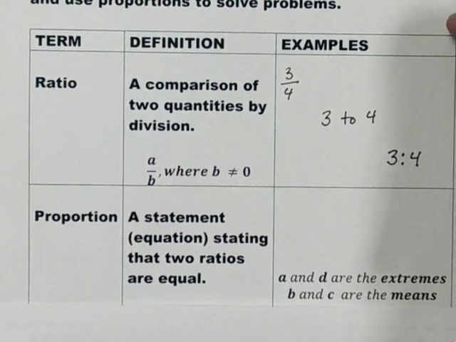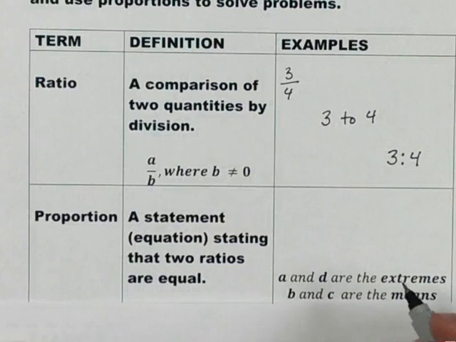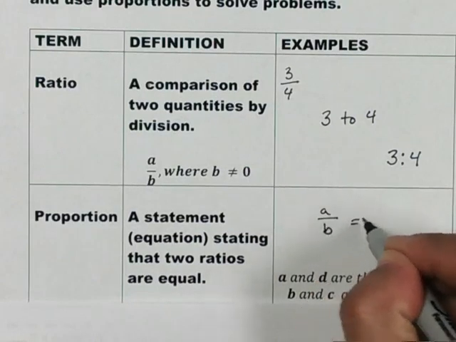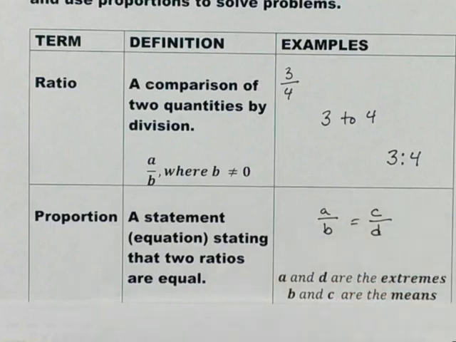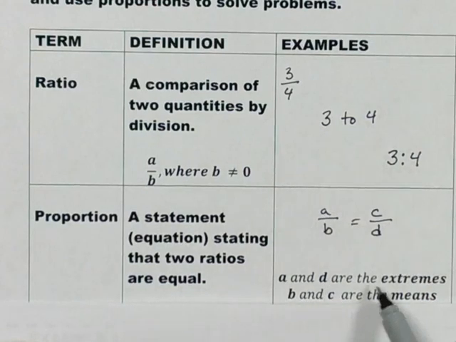Now, a proportion is an equation stating that two ratios are equal. Right, and the general form for that is A over B is equal to C over D, where the ratio on the left, A over B, is equal to the ratio C over D. Right, and we call A and D the extremes, and B and C are the means.